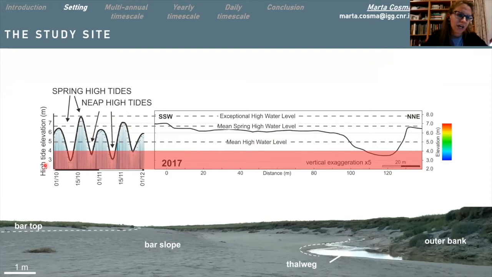Here again, you can see the high tide elevation for a period of 2 months, which shows the differences between the spring high tides and the neap high tides. Looking at the relative elevation of the channel with respect to the tide elevation, you can see that the channel empties out at each tide, so 2 times per day. And here you see the situation at low tide.